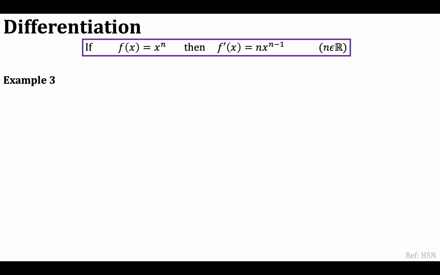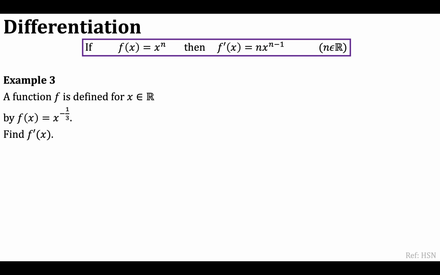Okay, welcome back. So look at example 3 here. A function f is defined for x in the real numbers by f of x equals x to the negative 1/3. Find f dashed of x. So you can see here this time that we have a negative exponent, but we also have a fractional exponent as well. So that actually could have been written like this. So 1 over the cubed root of x. So if we'd been given that, we would have been expected to change that to x to the negative 1/3. And you can see the progression of the working there.